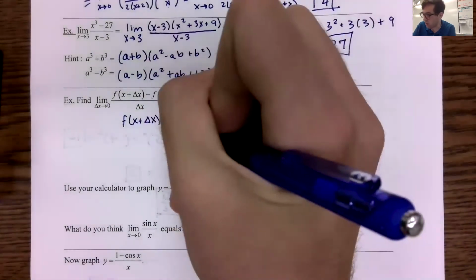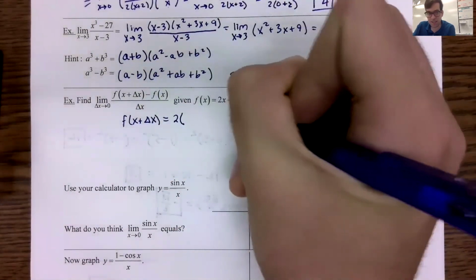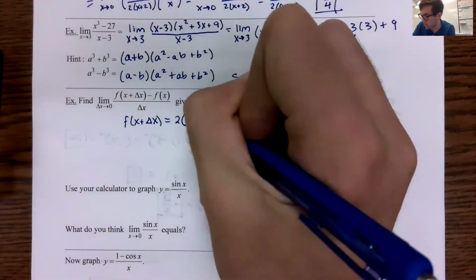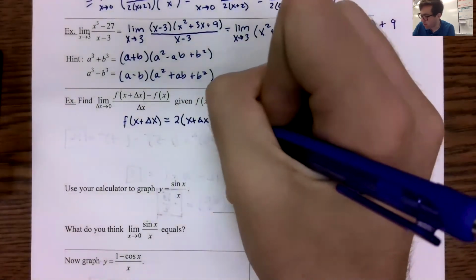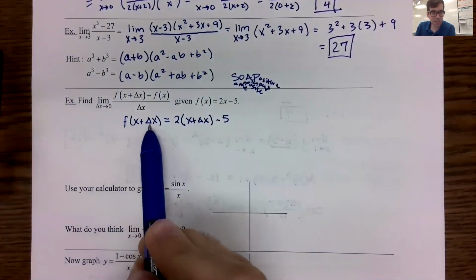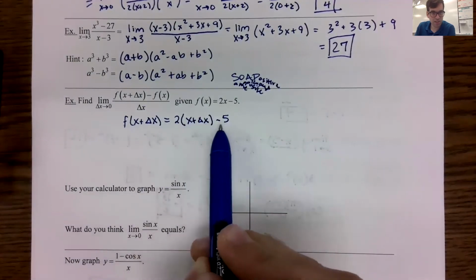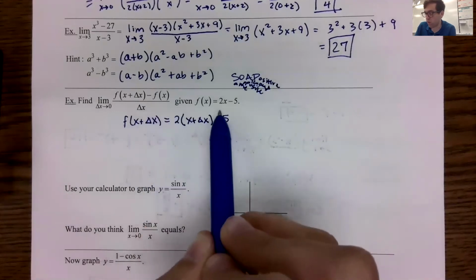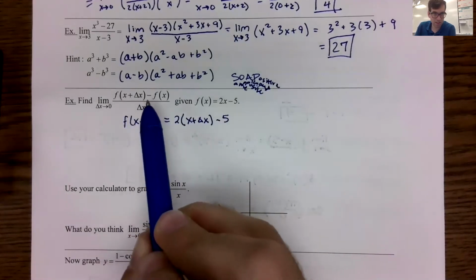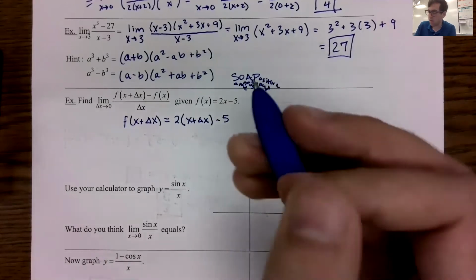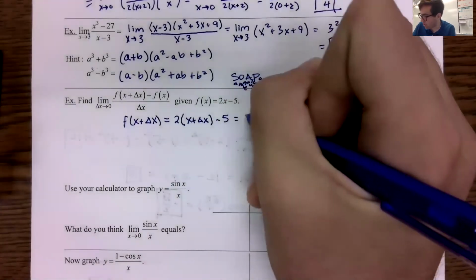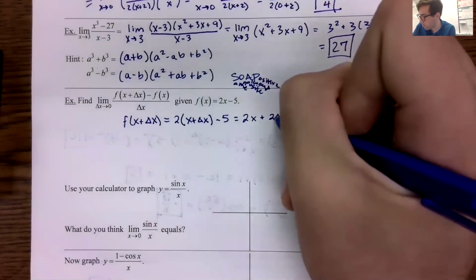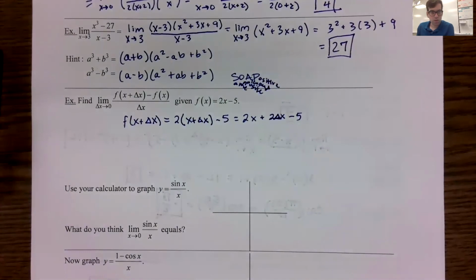So this means 2 times, wherever there's an x in the f of x formula, we're replacing it with x plus delta x, minus 5. So f of x plus delta x is 2 times x plus delta x minus 5. Just like if it said f of 7, we would plug 7 in for x. It's f of x plus delta x, so we plug x plus delta x in for x. And we can distribute the 2, so we get 2x plus 2 times delta x minus 5. And that's what we're going to plug into the limit statement.